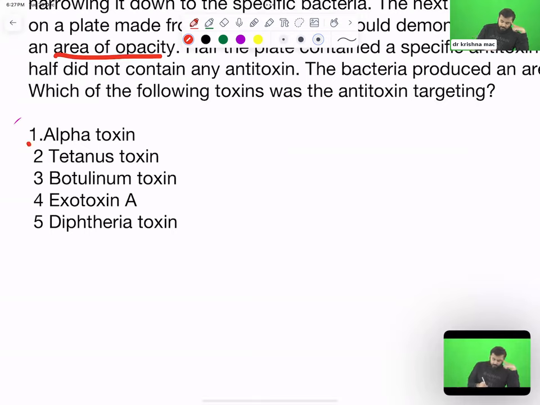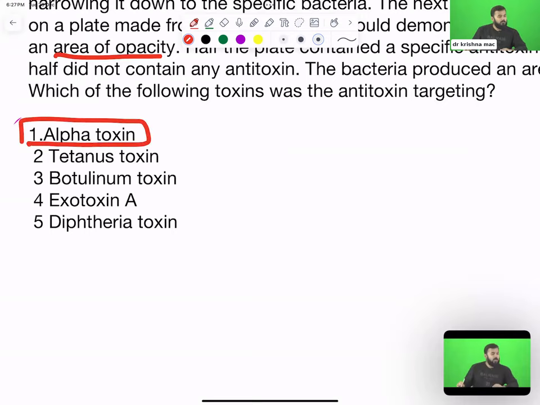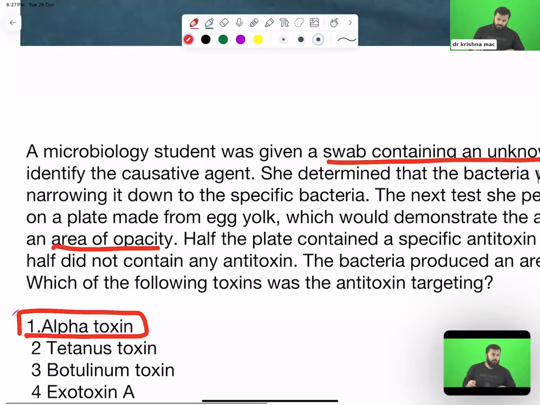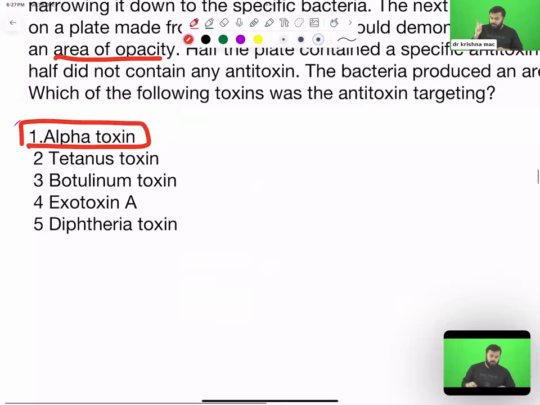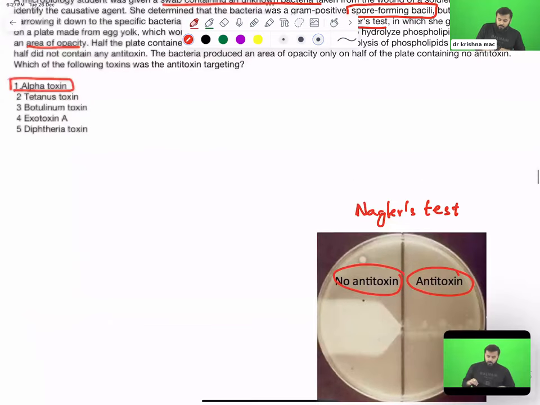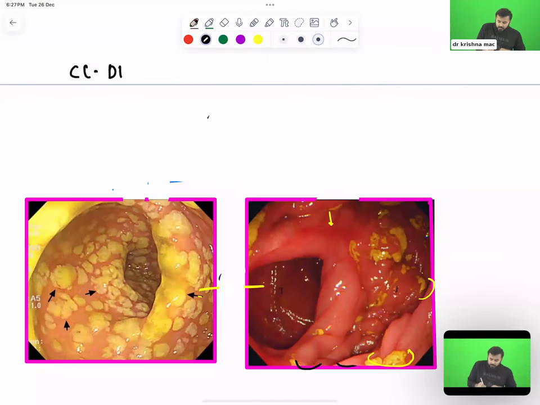Very good, very good. It is alpha toxin. Very good, fine. These are the maximum questions that can be asked. Only two topics are there over here. Either they can ask you about Nagler's reaction, or they can ask you about the toxin and all. Or what disease does it cause? Or they might show a picture and ask what is the problem here.